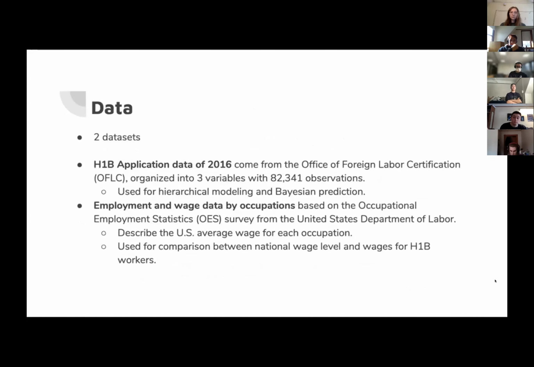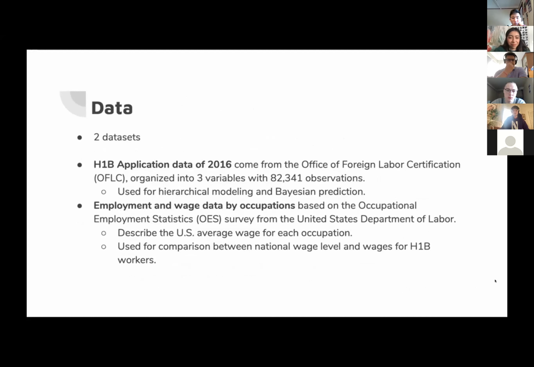In my study, I will use two data sets. The first one is H-1B application data of 2016 from the Office of Foreign Labor Certification. The second one is the employment and wage data by occupations based on the Occupational Employment Statistics Survey.